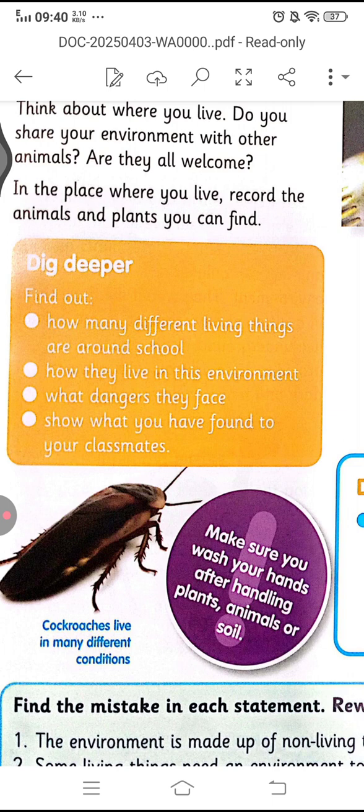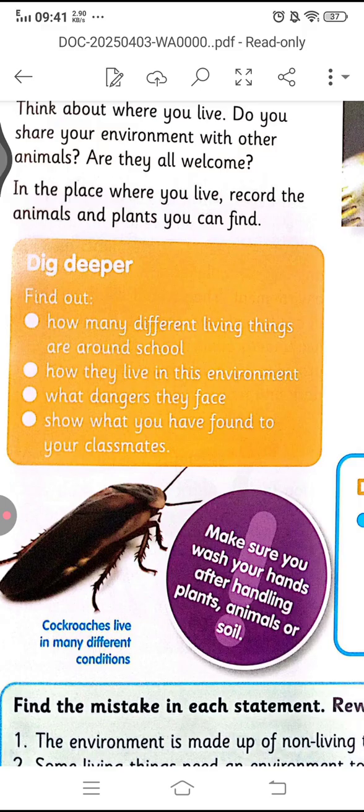Okay, how can they live in the environment? They are dependent on their environment. One thing can get food from the other thing, and they make their environment possible for themselves as well as for others. What dangers do they face? What type of dangers do they face?